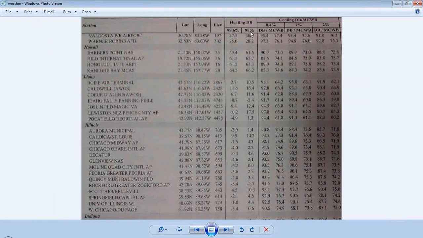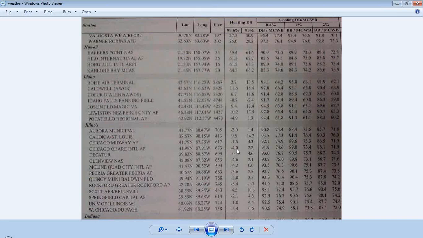I can choose the 99% scenario, so that means 99% of the time I'll be covered with this number, or I can use the 99.6% of the time number. The proper standard of care of practice would be to use the 99% number. So this particular house is in Aurora, so that would be 1.4 as my dry bulb design. If I want to be ultra conservative, I would use -2. If you're over near O'Hare Airport, for example, it's pretty similar, 2.2 or -4 for the worst case type scenario.